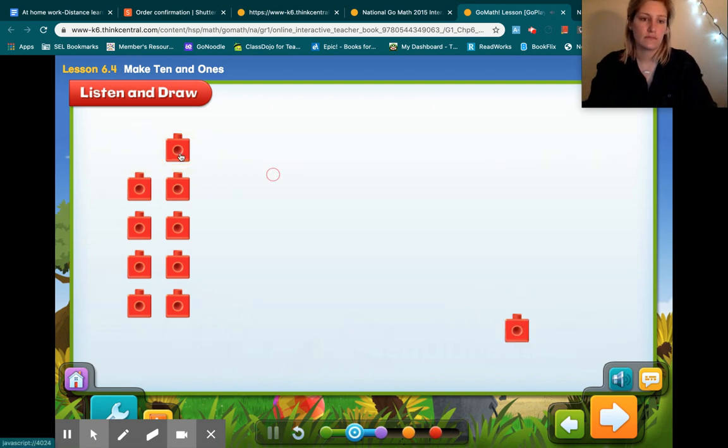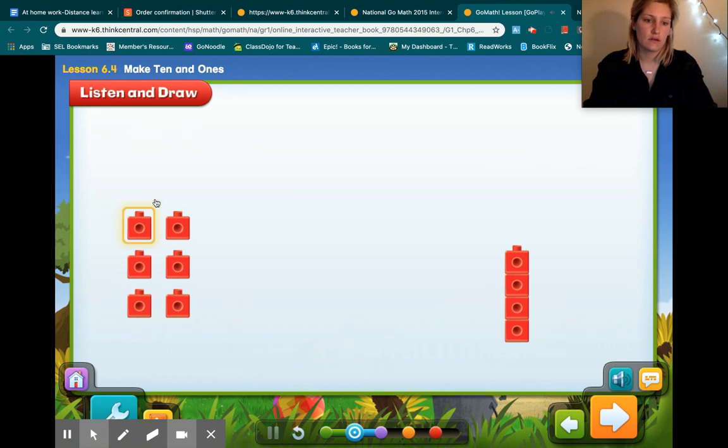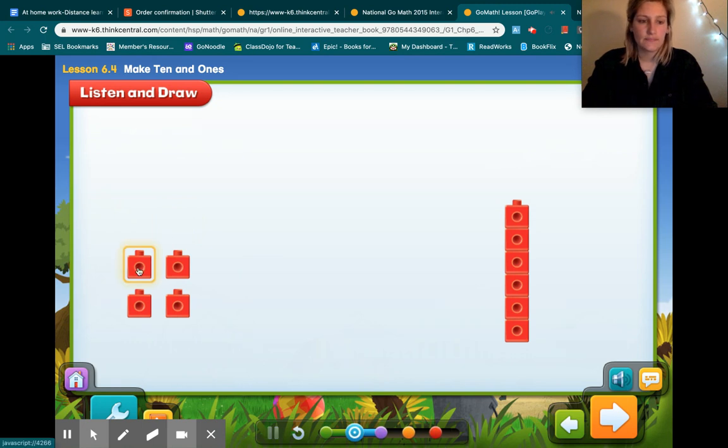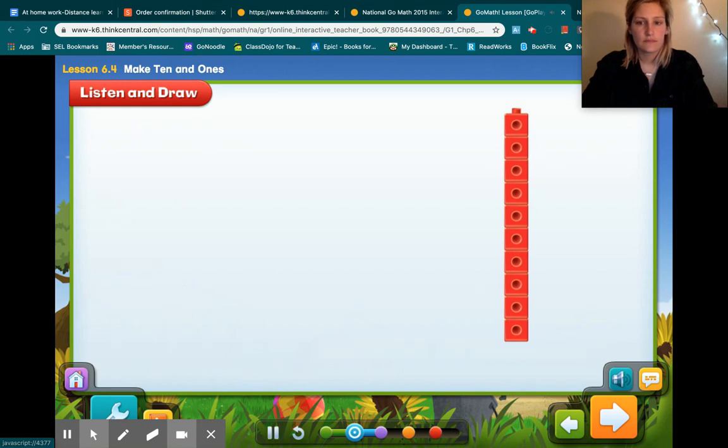1, 2, 3, 4, 5, 6, 7, 8, 9, 10. Now you have 10 cubes connected into one group.